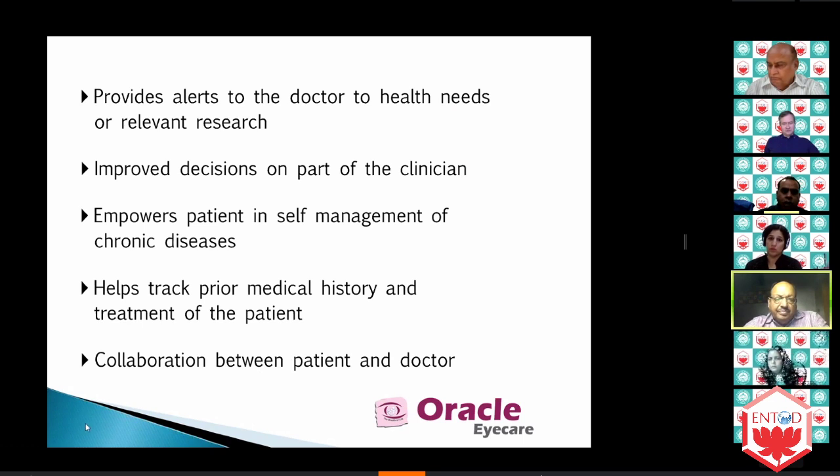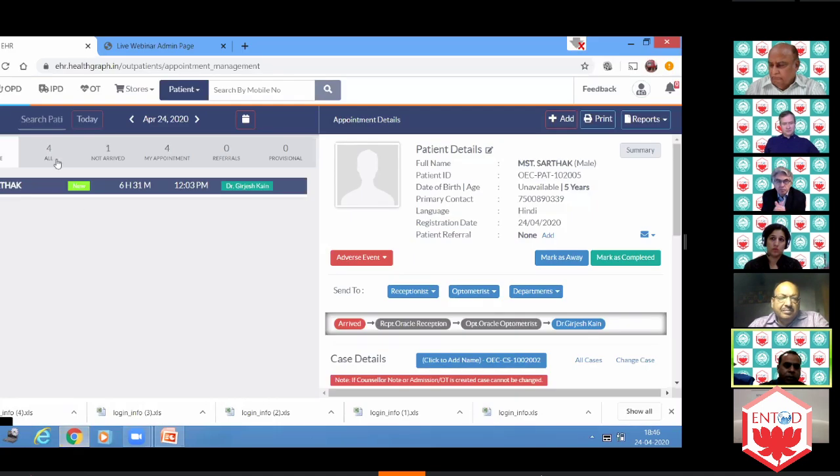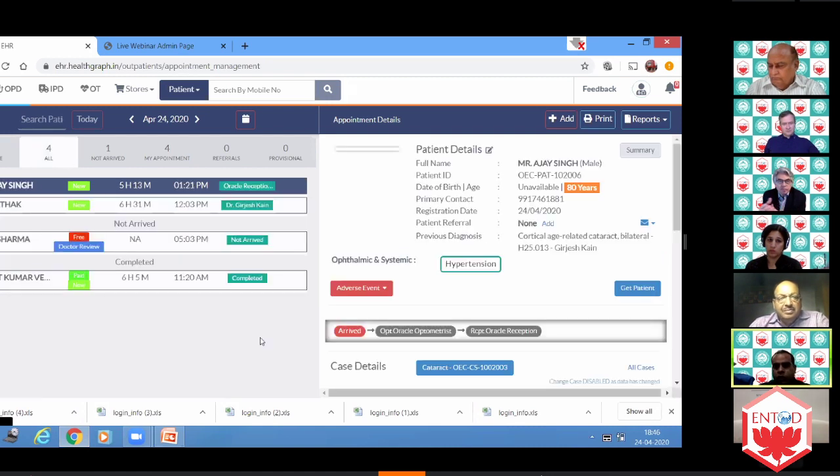I'll show you my EMR, which I am using in my hospital. It is a web-based EMR. This is the main screen which I have on my EMR software. And I'll show a brief demo of that software so we can easily understand.